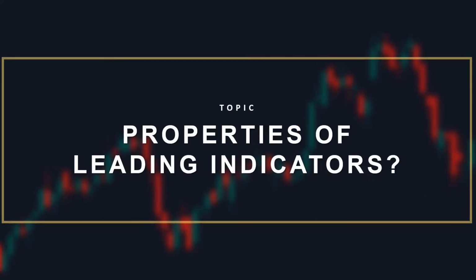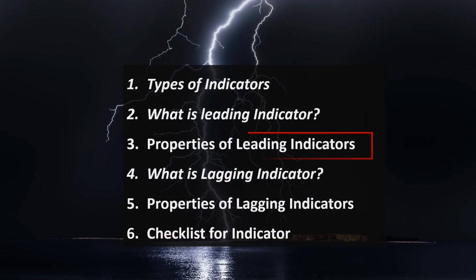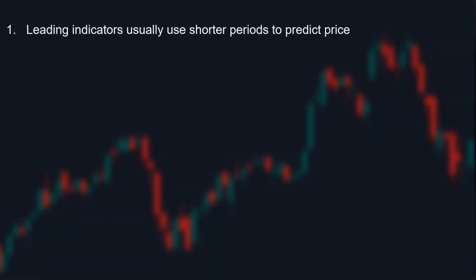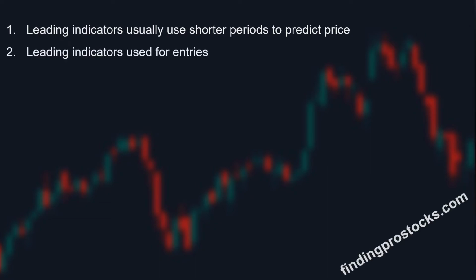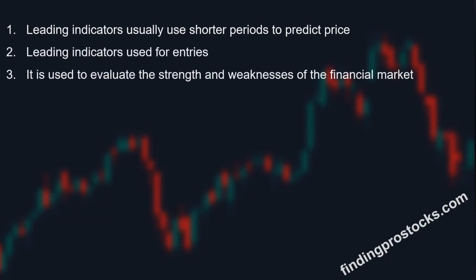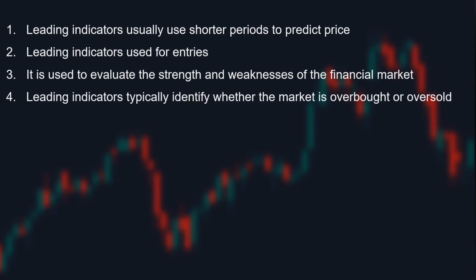Properties of leading indicators. Leading indicators usually use shorter periods to predict price. Leading indicators are used for entries. They are used to evaluate the strength and weaknesses of the financial market. Leading indicators typically identify whether the market is overbought or oversold. This information helps the traders to make their entry or exit points.